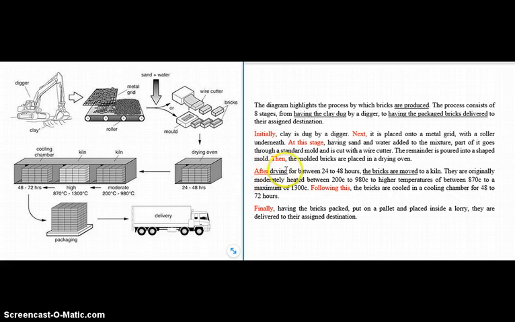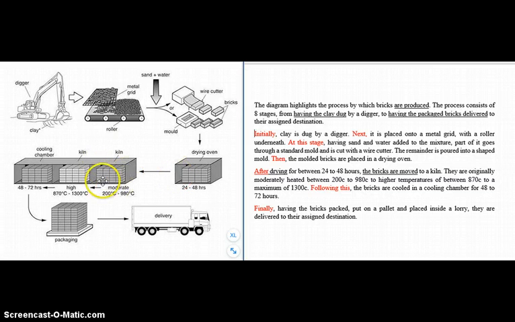And here I am using yet another way of using the passive voice, and that is with the preposition after plus the gerund, and in the rest of the sentence, the second clause, we can use the passive voice again. But this sentence needs to start with after and the gerund. After drying for between 24 to 48 hours, using the information here, the bricks are moved to a kiln.